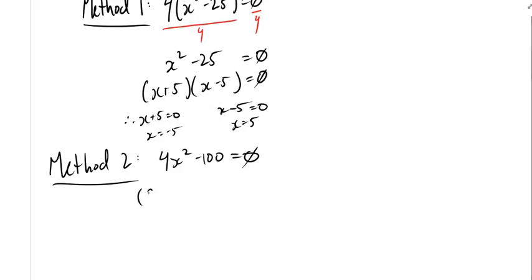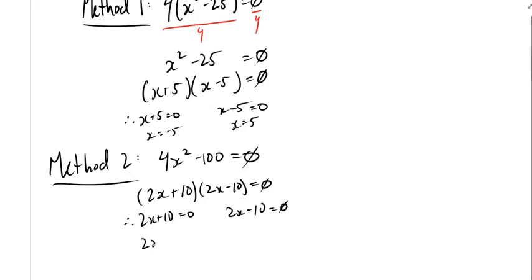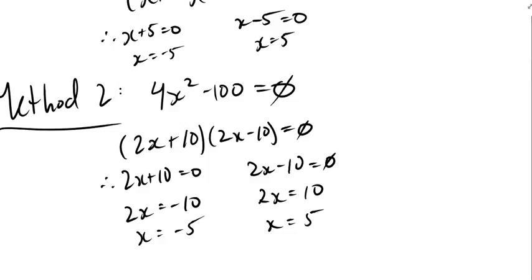So if to you it makes sense to skip a step and just do this, what would happen? Therefore, 2x + 10 = 0, 2x - 10 = 0, and I move the 10 over and divide by 2. Negative 5, positive 5. Notice I got the exact same solution in both.